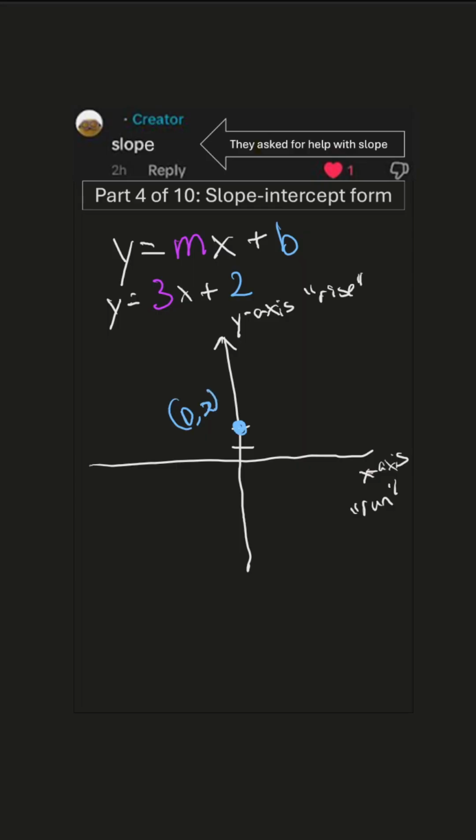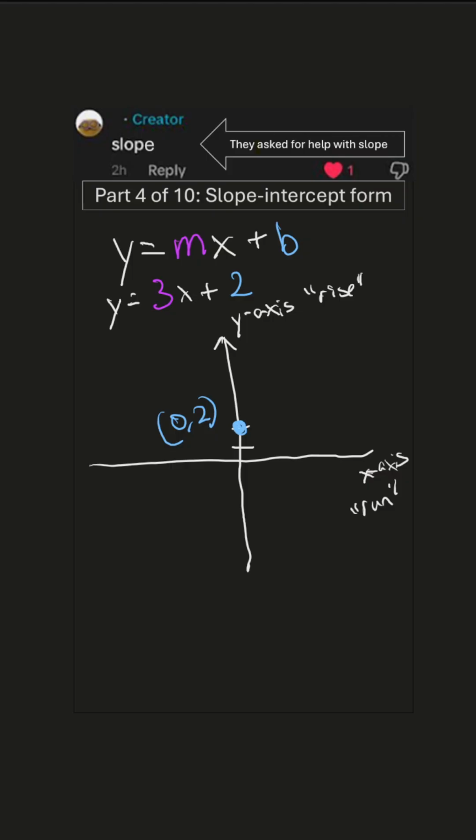The y-intercept will always start with a 0 because the x-coordinate is always 0 because it's on the y-axis. Okay? And now we'll use the slope. That 3 there, what does that mean? Well, remember, the slope is the rise over the run. So that tells us that it rises up 3 units for every 1 unit that it runs.